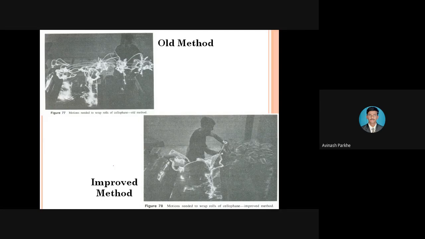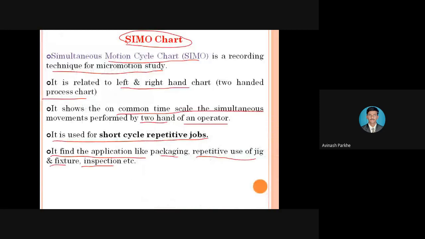Sometimes repetitive operations take place because that is the requirement of the job, but wherever it is possible to eliminate such repetitive movements, we have to eliminate them and develop new methods. So this is the Simo charts we have discussed.